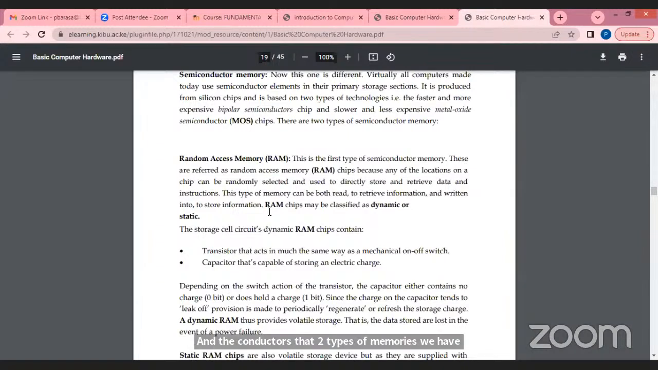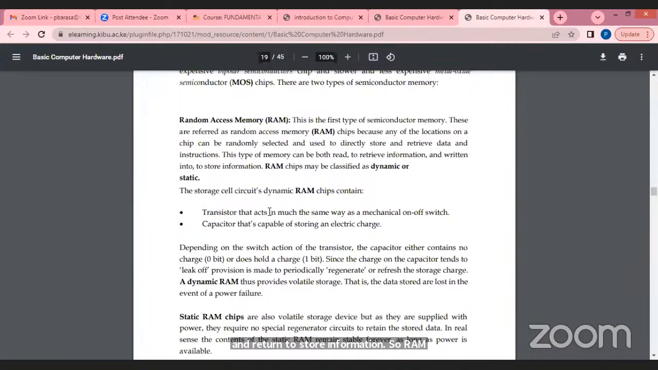This type of semiconductor memory is referred to as a random access chip because any of the locations on a chip can be randomly selected and used to directly store and retrieve data and instructions. This type of memory can be both read to retrieve information and written to store information. So RAM chips may be classified as dynamic or static.